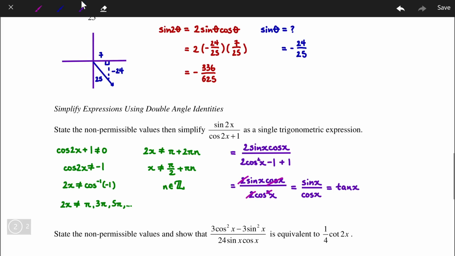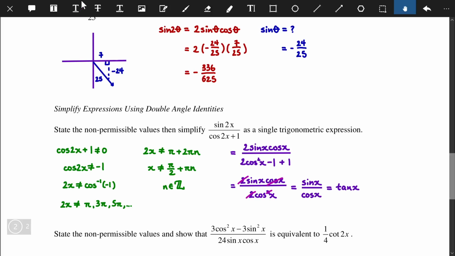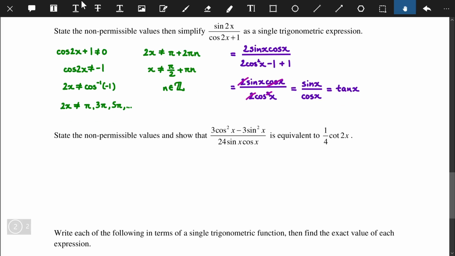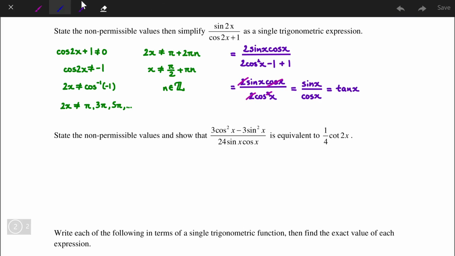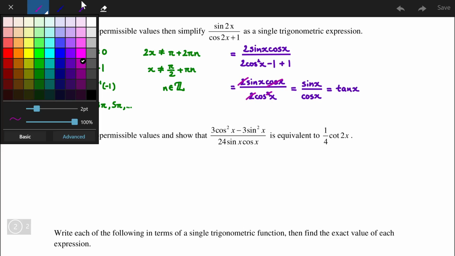Okay. So from here we can move on to the next piece. Again, state the non-permissible values, and then we're going to show that the expression is equal to 1/4 cotangent 2x. So let's see what we can do with this one. And again, we want to start with the non-permissible values.